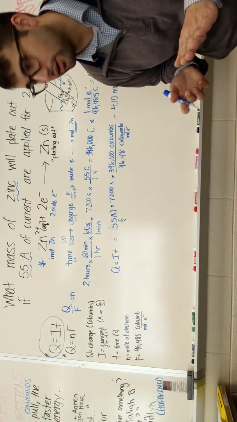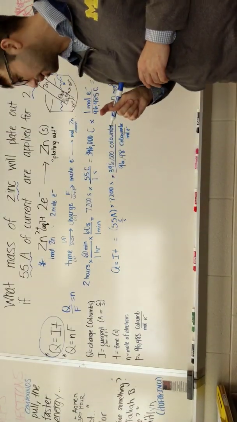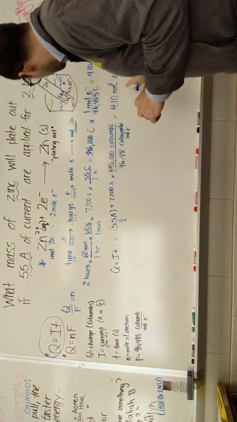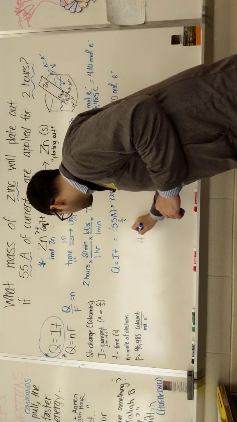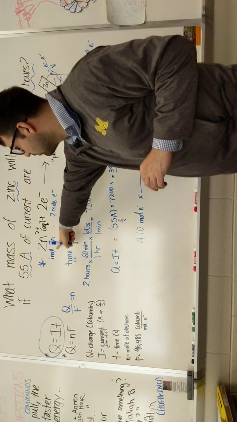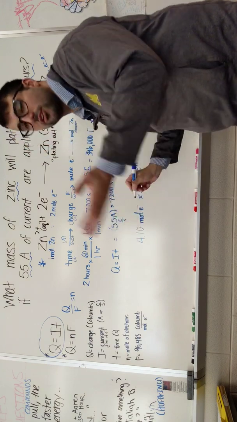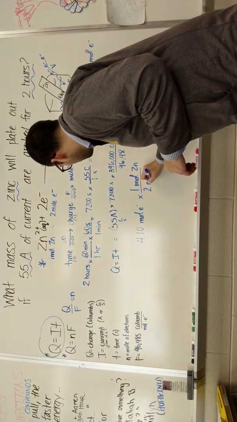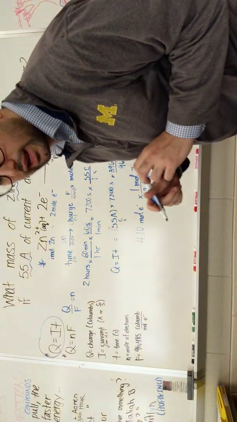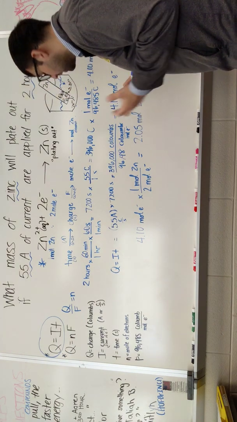Now I'm not done here, because for every 1 mole of zinc, there are 2 moles of electrons. I need that relationship. I have more moles of electrons than I do zinc. So I'm going to take my 4.1 moles of electrons and multiply it times this mole ratio of 1 mole of zinc for every 2 moles of electrons. This is like dimensional analysis back to stoichiometry. Basically, I'm dividing that number by 2, and I get 2.05 moles of zinc that are going to be plating out.